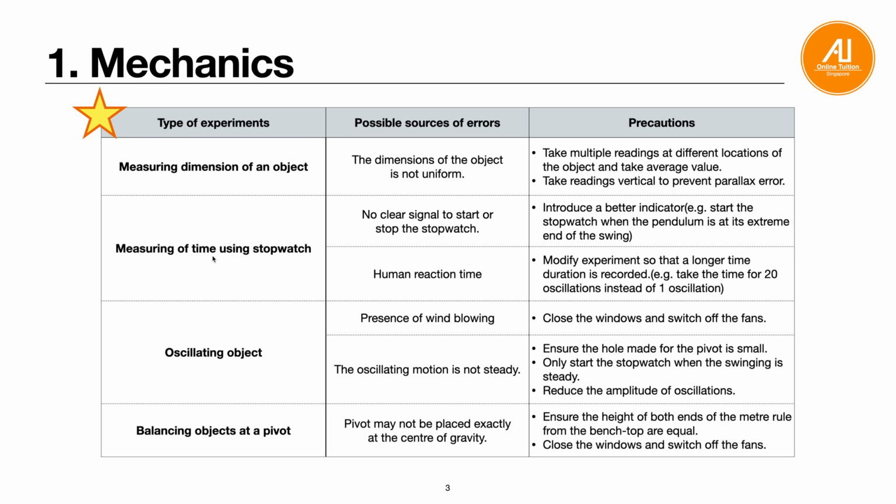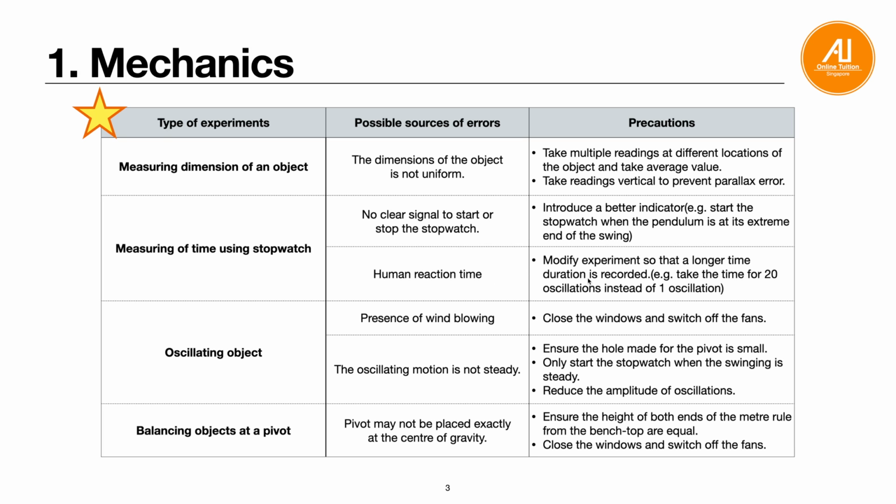Next one, stopwatch. Whenever you use a stopwatch, you should have the experience that sometimes there's no clear signal to start or stop the stopwatch, or human reaction time. So for this error, what can you do? Introduce a better indicator. Start the stopwatch when the pendulum is at its extreme end of the swing, because when it's at the extreme end of the swing, the speed will be the slowest, so it's easier for you to identify.